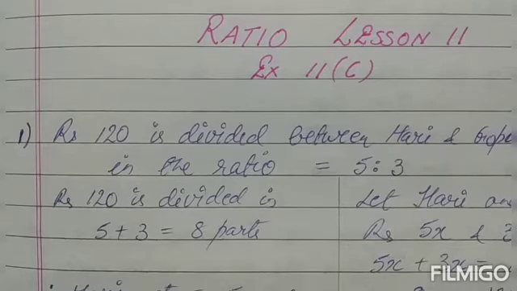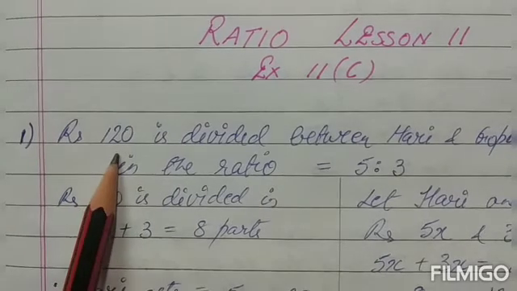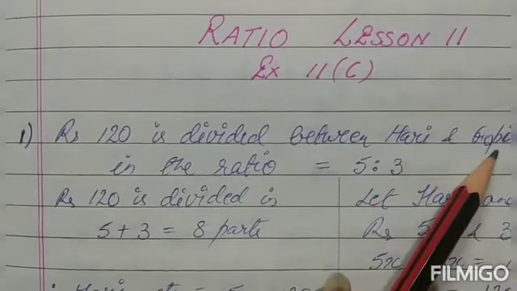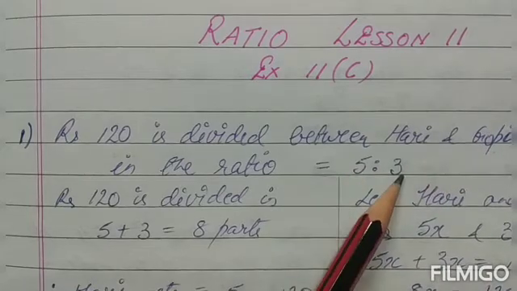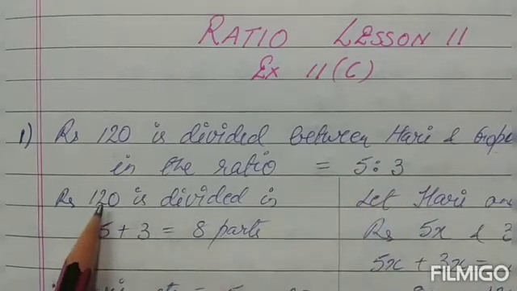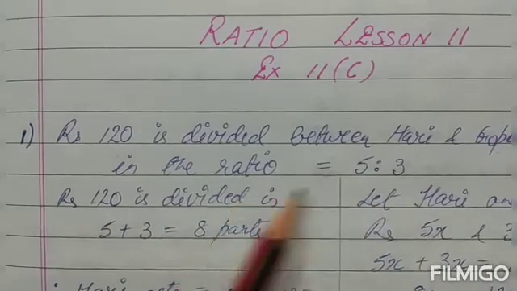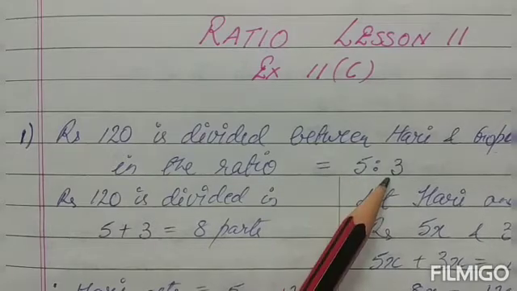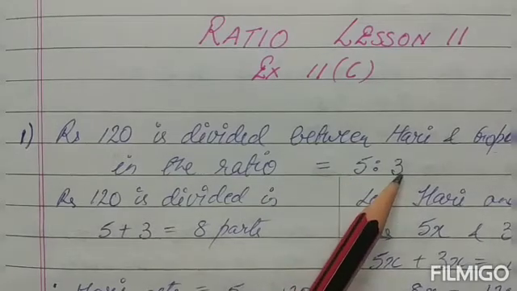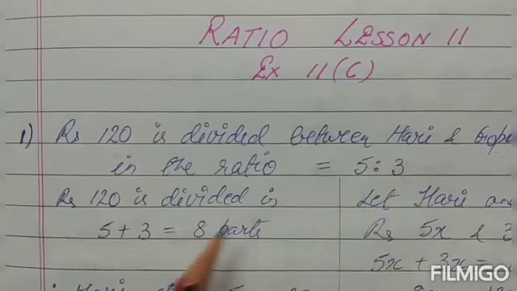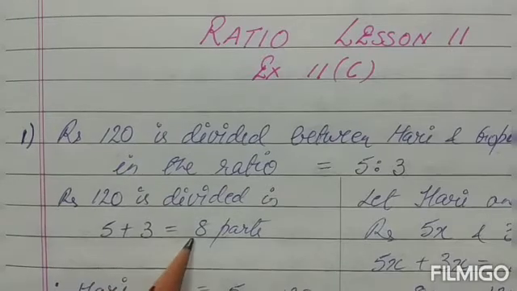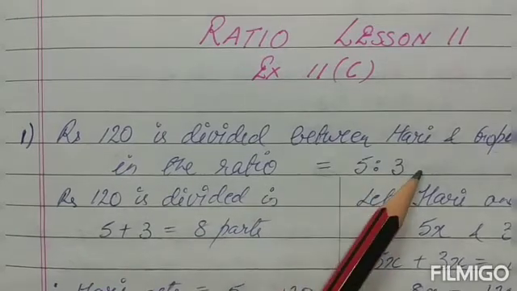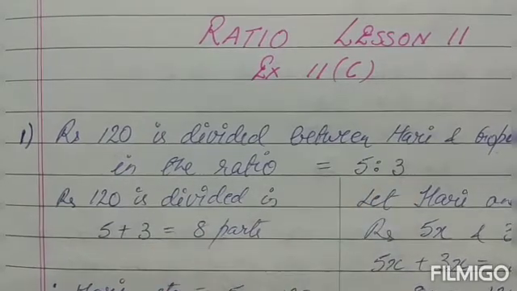Now what will we do, children? Rupees 120 is to be divided between Hari and Gopi, and the ratio is given as 5:3. Now because 120 is to be divided, children, we add the ratio. That means whatever are the numbers in the ratio, we add them together. This becomes how many parts, children? 5 parts and 3 parts when added together will become 8 parts.